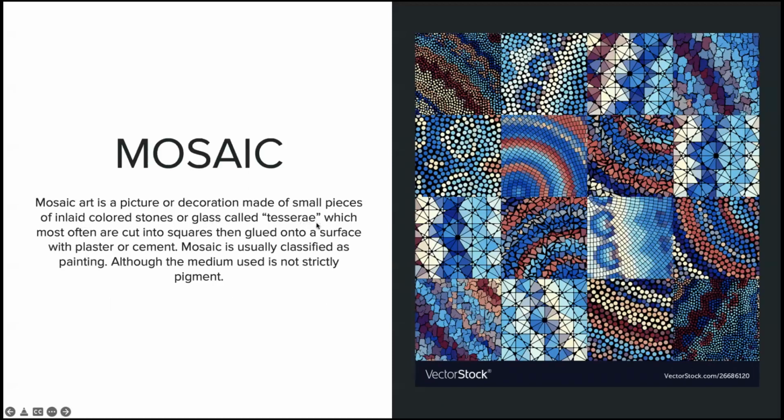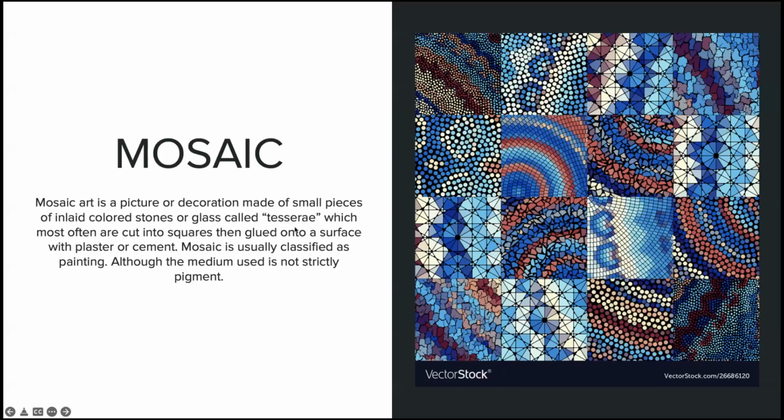Kind of related to tessellation class. Remember tessellation art? Mosaics are most often cut into squares then glued onto a surface with plaster or cement. Mosaic is usually classified as painting, although the medium used is not strictly pigment. If you look at the art, it's more abstract. That's probably why we developed our abstract thinking when we were in elementary, no? The mosaic or the tessellation.